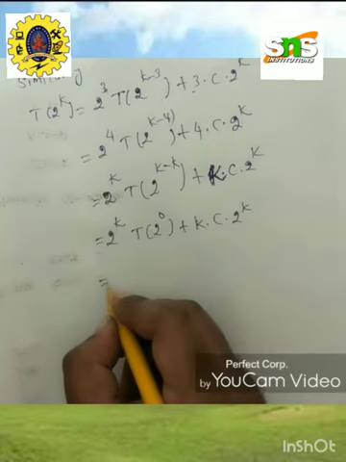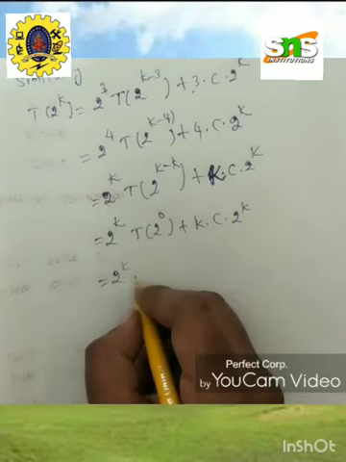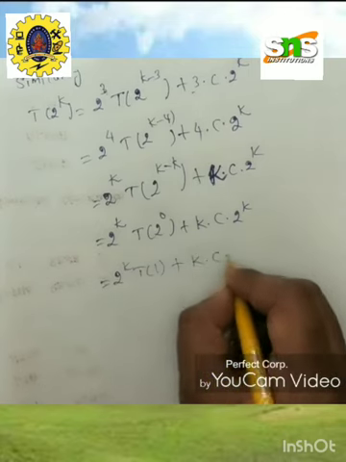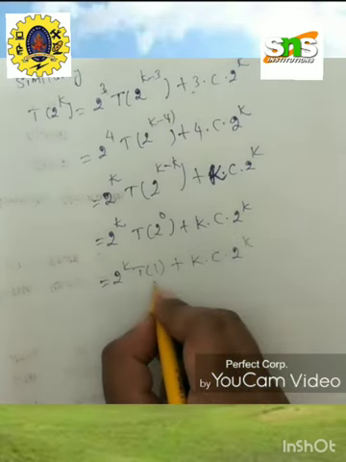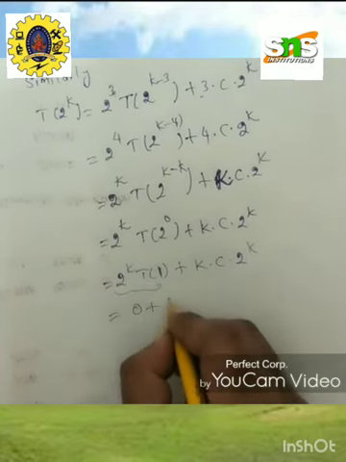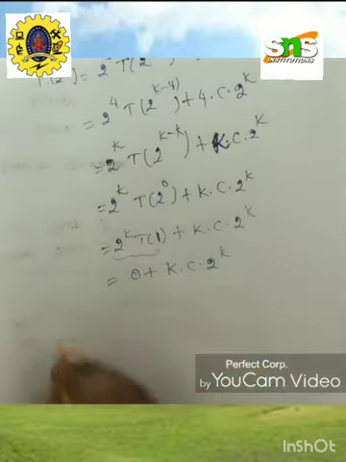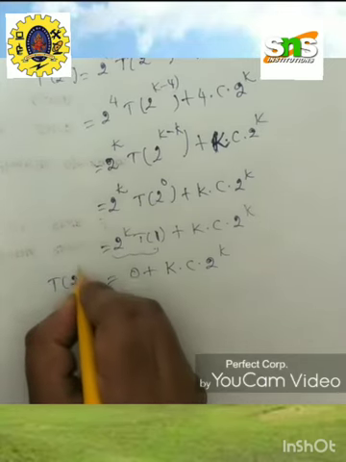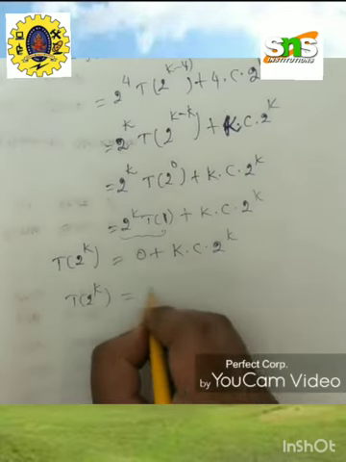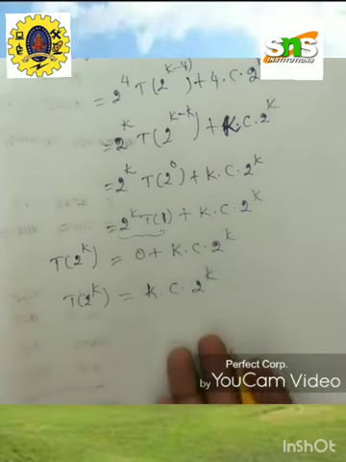So next, it is equal to 2 power k T of 2 power 0. 2 power 0 is nothing but 1, plus k dot c dot 2 power k. What is T of 1? T of 1 is 0. So this term becomes 0, plus k dot c dot 2 power k. So T of 2 power k is equal to k into c dot 2 power k.